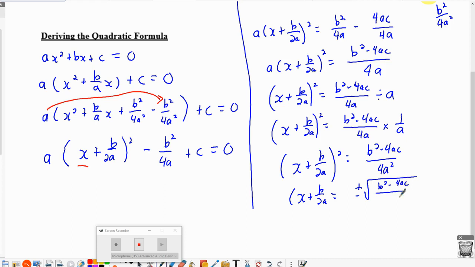And look at that, 4a squared actually does square root. The top doesn't square root very nicely, but the bottom does. And I get plus or minus square root b squared minus 4ac all over 2a. And I got b over 2a to bring over. So I'll do it in one last step. I'm going to grab this, and hopefully Sydney's not going to yell at me.